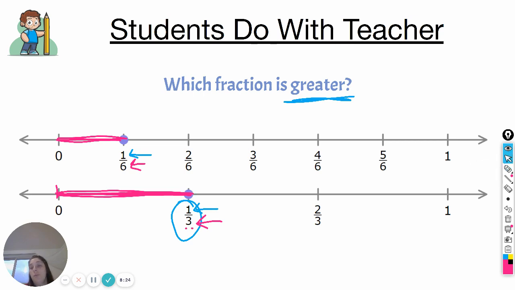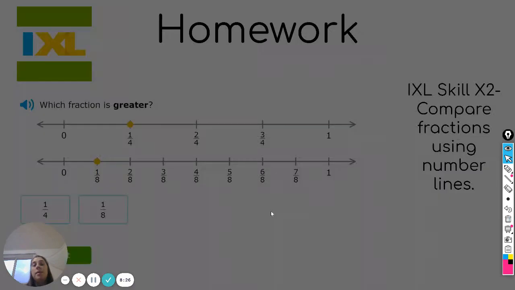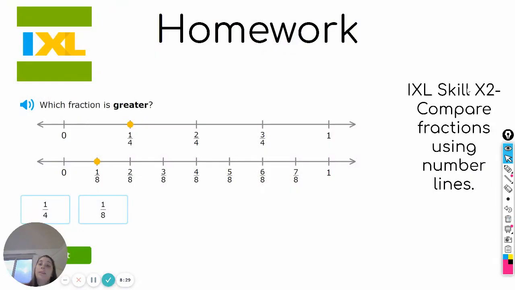Okay, let's take a look at what your homework is going to be today. IXL Skill X2, compare fractions using number lines. So, same thing that we were doing. What you need to pay attention to is whether it's asking, is the fraction greater than or less than, okay? If it's greater, remember that means it's farther away from 0. If it's less, then it is closer to 0. So in this example, 1/4 would be farther away from 0, so that is the one that you would pick on IXL. Go ahead and begin.